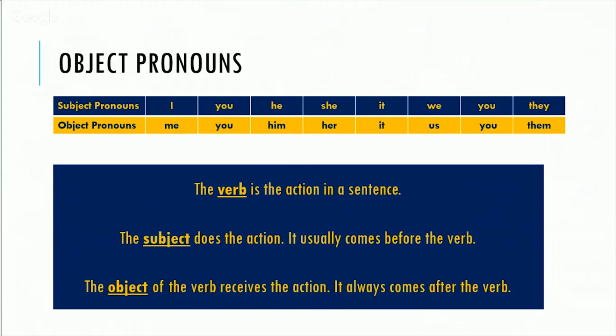Subject pronouns are on the top. They're in a blue background, and they're yellow letters. La parte de arriba, que es en azul, y las letras son amarillas, esos son los pronombres de los sujetos, the subject pronouns. And what are they?